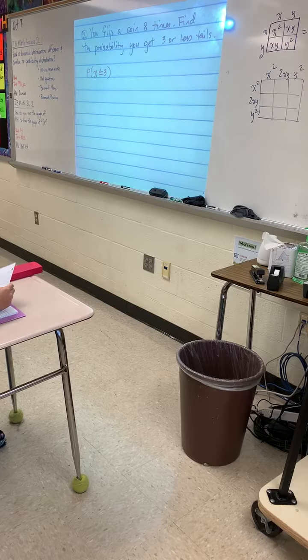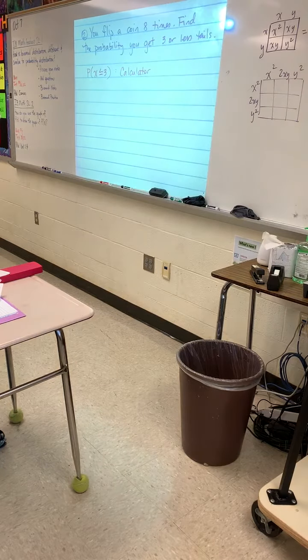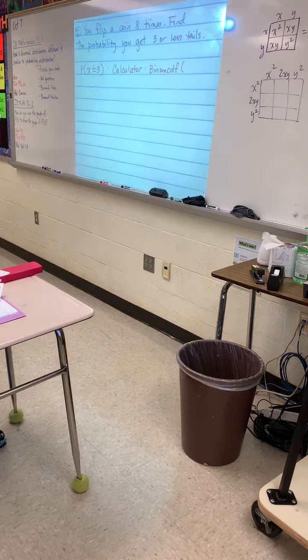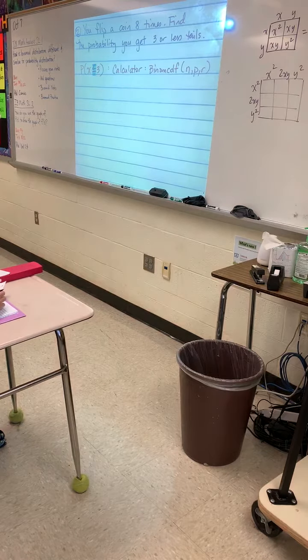Or I do have an option on the calculator of using a different program. It's close by to the one we were just using, and it's called Binomial CDF. You still put n, comma, p, comma, r. The trick is in knowing that when you're using something with a less than or equal to in the statement, you use Binomial CDF.